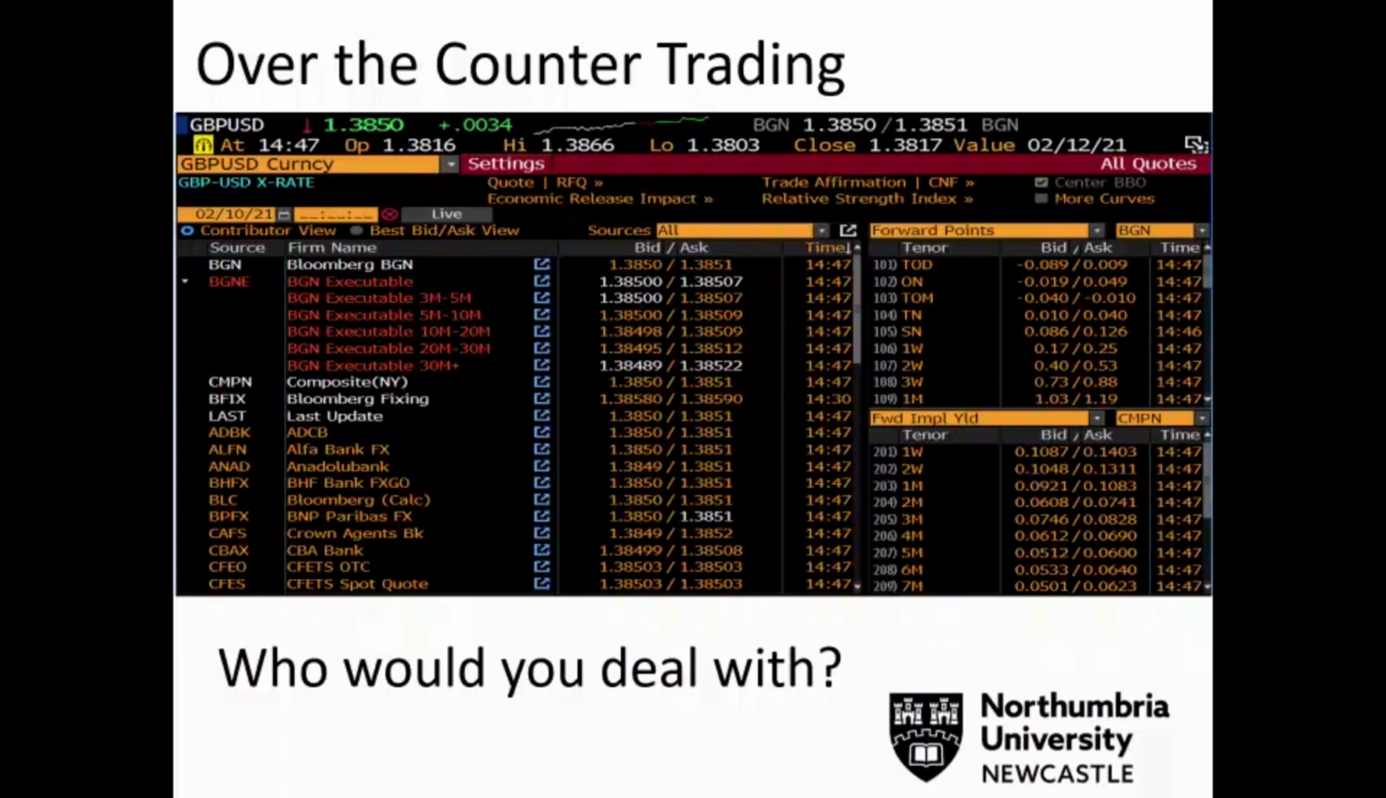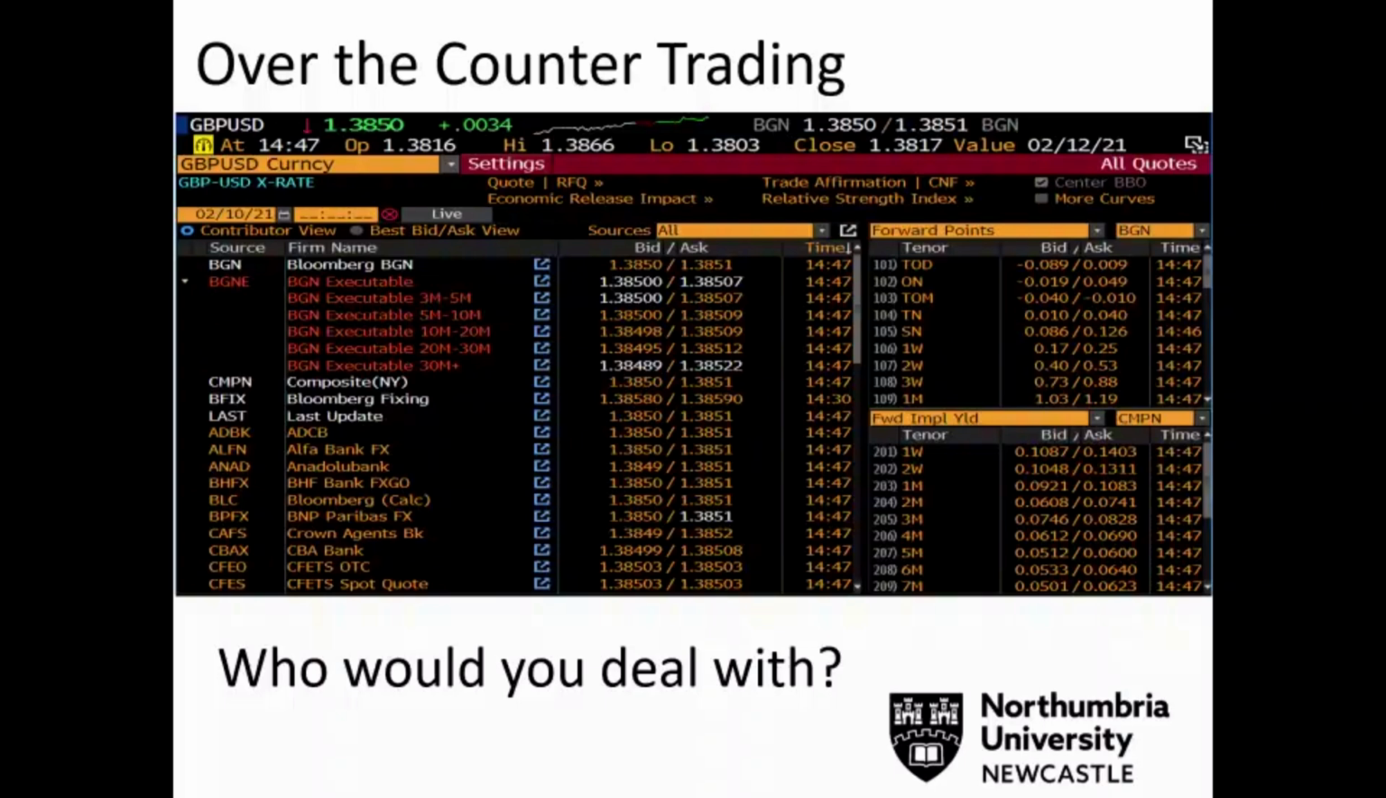I suppose it's only worth it if you're dealing with large sums of money. If it's only 100, for instance, it's probably not worth your while shopping around. But certainly for larger transactions, it's definitely worth shopping around. Who's got the best bid and ask, and also potentially the less transaction or commission.